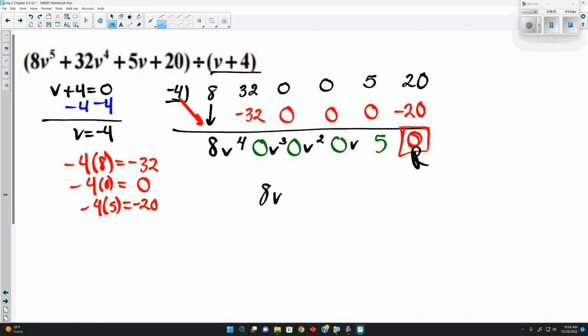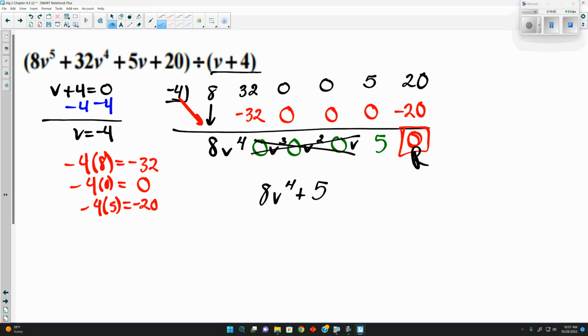8v to the 4th plus what? 5. Because 0v cubed is just 0. 0v squared is 0. 0v is 0. All of these become 0, so we're just left with 8v to the 4th plus 5. If it's 0, we don't have to put it back in.